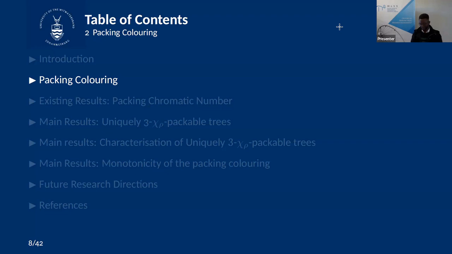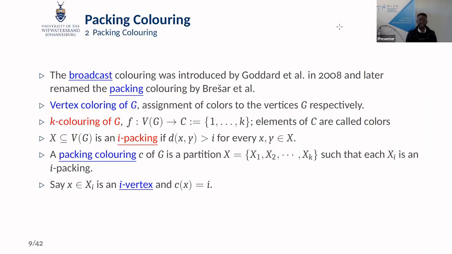So now let's talk about the pattern coloring. Let me give a little bit of description, definitions, and then we can continue. This pattern coloring was initially known as the broadcast coloring, and it was introduced by Goddard et al. in 2008. Then Bresar et al., when working on it, trying to model it, renamed it to pattern coloring. And what do we mean by a vertex coloring? If you remember the graph which I showed you initially, when you begin to assign different colors to all those nodes, then we call it vertex coloring.